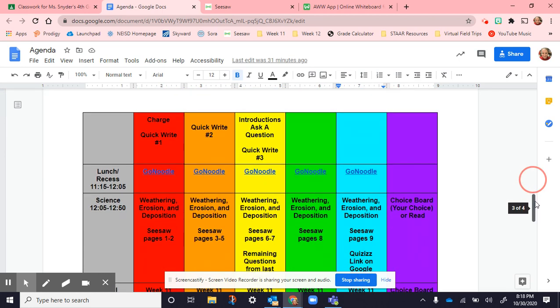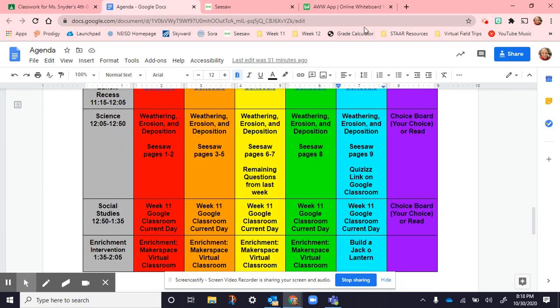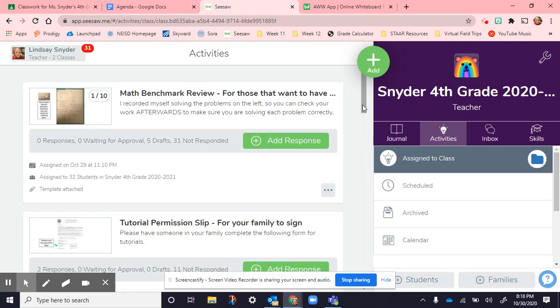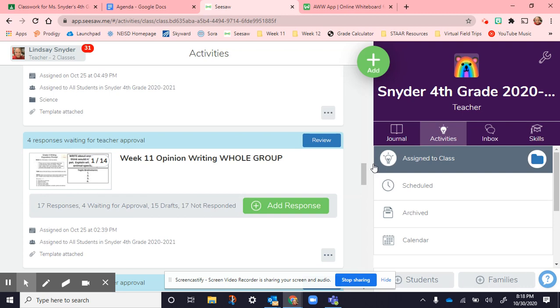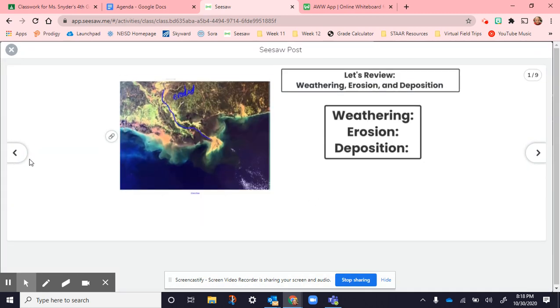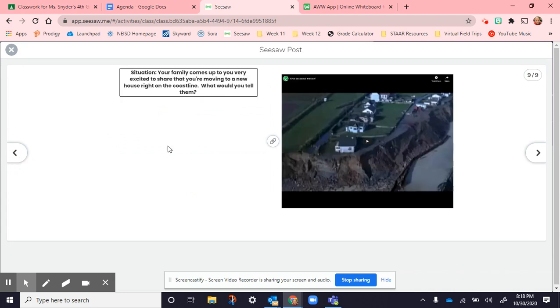Then we went to lunch and recess. Then in Seesaw, we finished this last page here. We talked about these houses and things like this that are all built on these coastlines, about whether or not that's a smart idea.